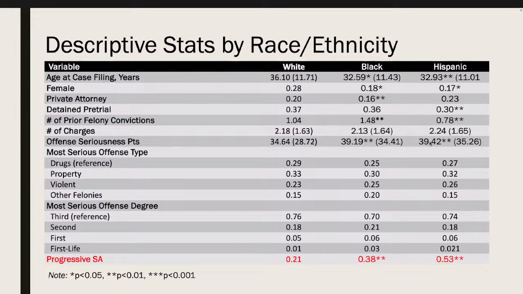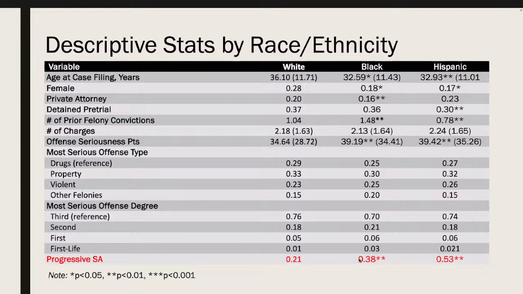Again, African Americans had greater average total sentence points than whites. What's different here is Hispanics now have the largest mean number of offense seriousness points. This is important because it shows it's really important to control for these factors in the regression analyses, because there are racial differences in these key components, key predictors.